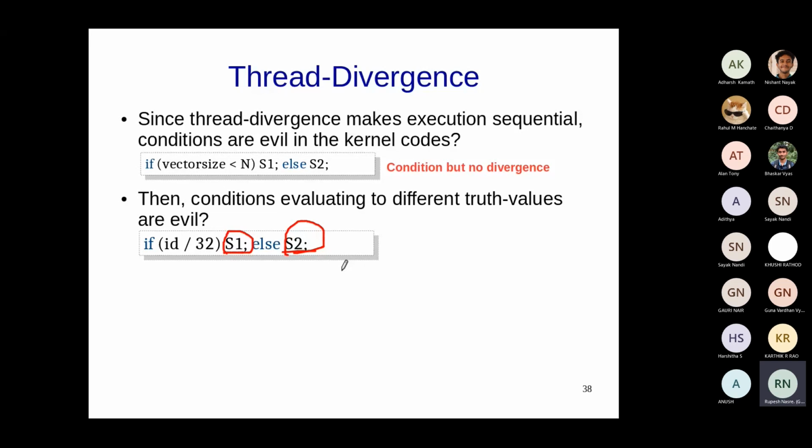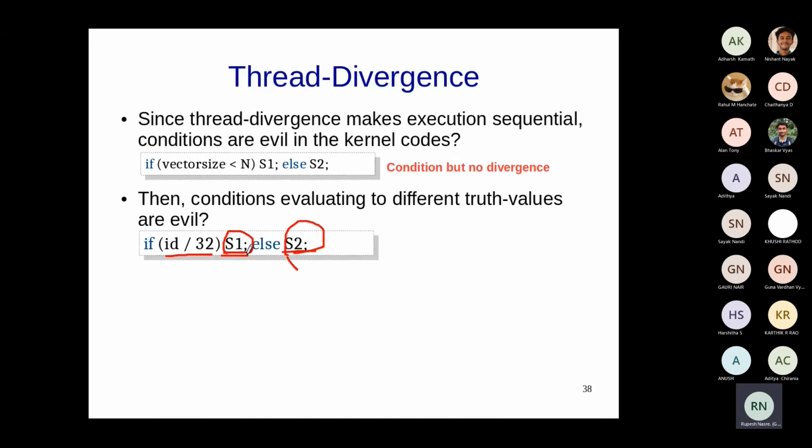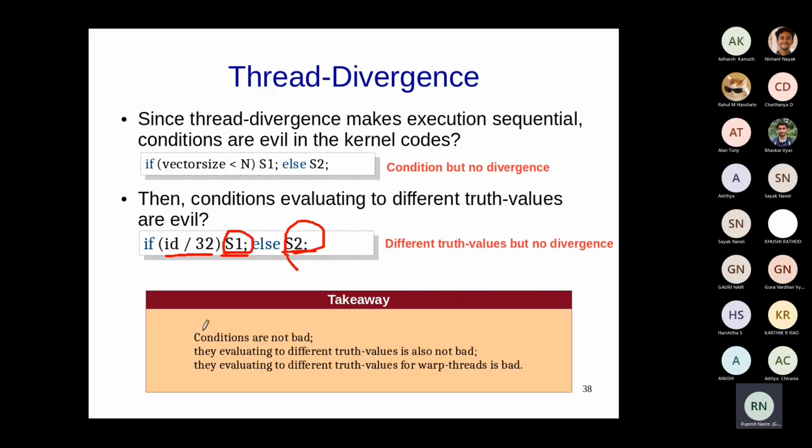Part of the threads of the warp executing S1 and part executing S2 is never going to happen. For the zeroth warp, all threads are going to execute S2, and all other warps are going to execute S1. Therefore, this doesn't seem to be a problem as such, even if different threads are evaluating to different truth values. So the actual takeaway is that conditions per se are not bad. If they evaluate to different truth values, that is also not necessarily bad. Only if they evaluate to different truth values within a warp is there thread divergence. So it is a misconception that there should be no conditions in your GPU code. If all the warp threads have the same truth value, there is no problem. Okay, this you should remember.